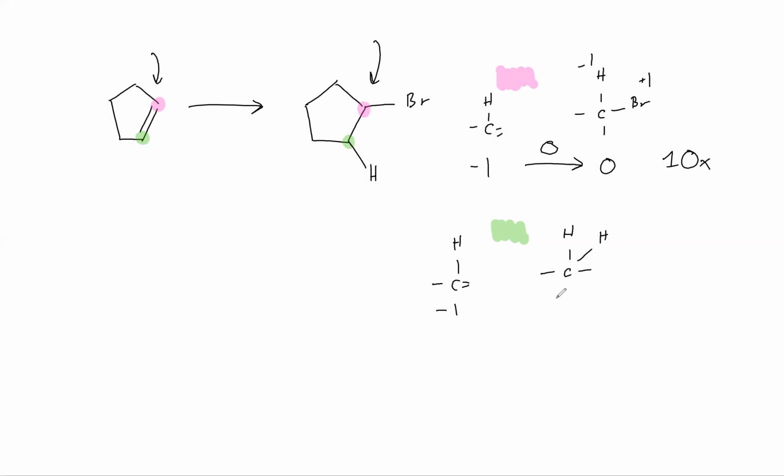We can say here we went from -1 to -2. This is a reduction. We reduced by 1 degree, so this is 1 reduction. We can see we reduced by the same amount we oxidized. So they cancel out, and this is going to be neither. Okay? Does that make sense? Does anybody have any questions about that?